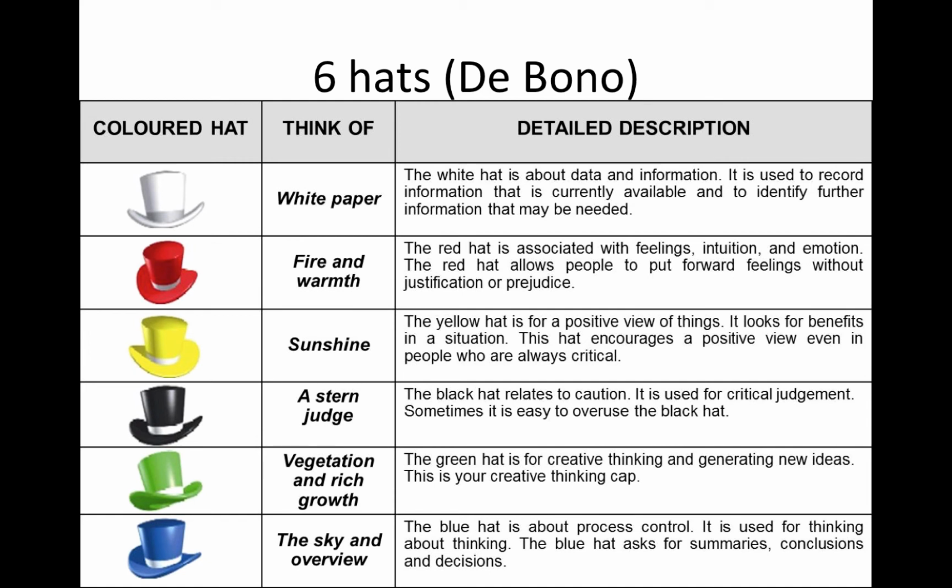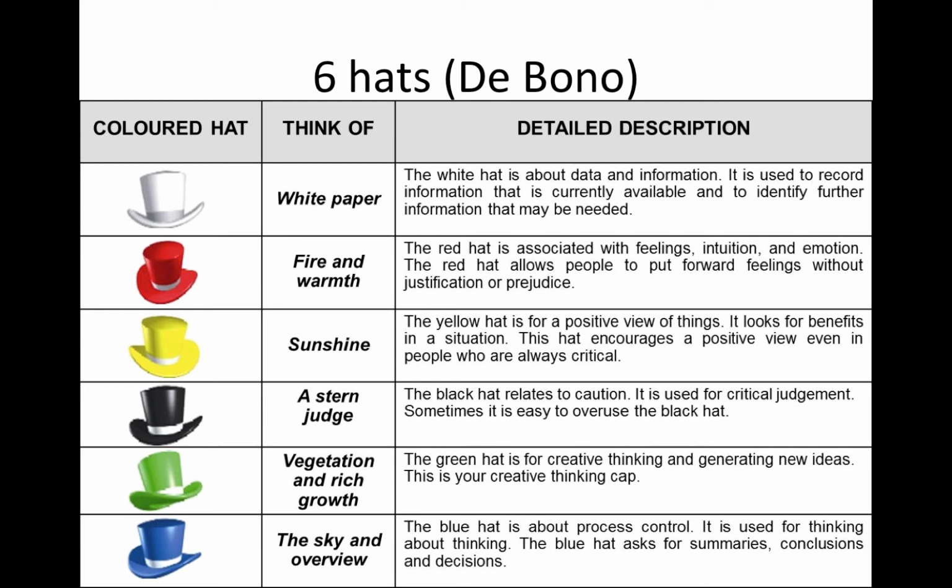And here are the famous 6 hats of de Bono. They come in 6 different colors. The white one is a very neutral one about data and information. So this is used to record information that is currently available and that helps us identify further information that may be needed.